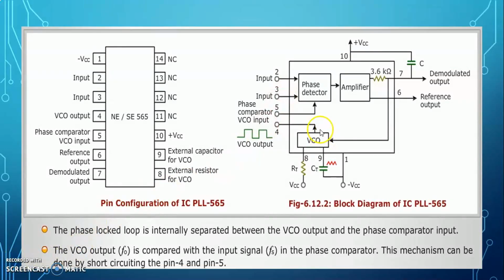When the VCO output frequency is equal to the input signal frequency, such a condition is called the lock-in condition. Under lock-in condition, the phase difference between the VCO output signal and the input signal is constant or zero. That is, the error signal is constant or zero. Under such a condition, the VCO frequency is equal to the input signal frequency.